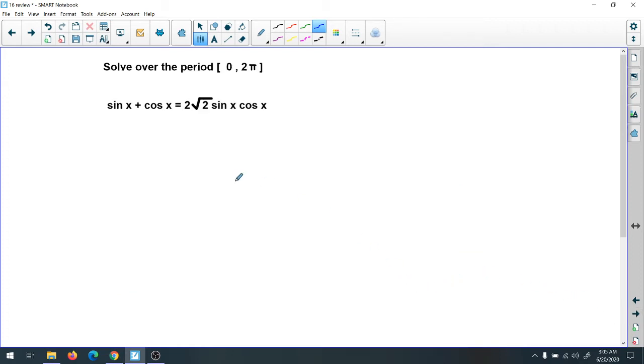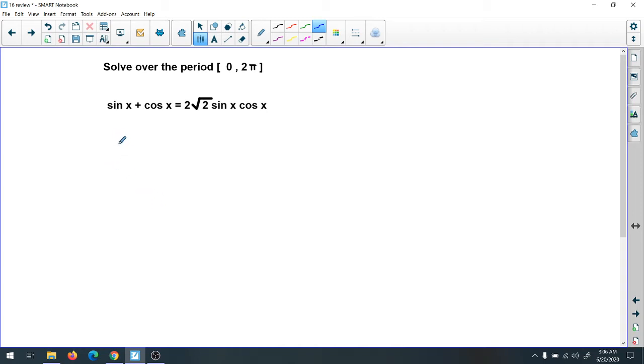We have another problem here. Solve over the period from 0 to 2 pi. Find all solutions: sine x plus cosine x equals 2 square root of 2 sine x cosine x. We have on the left side sine x plus cosine x. If you see that, my advice to you is to square both sides. Why? Because in the future, we're going to see sine squared plus cosine squared, which is equal to 1.